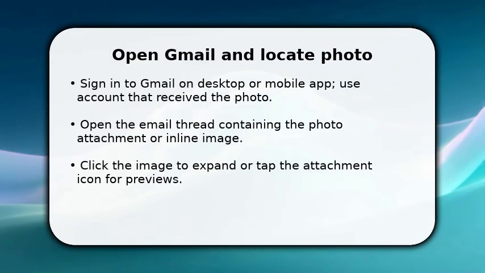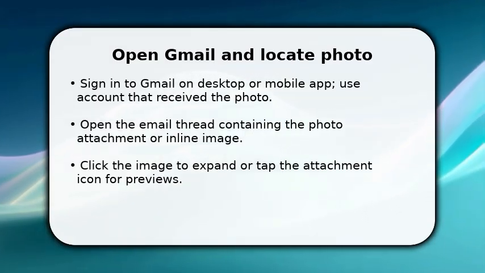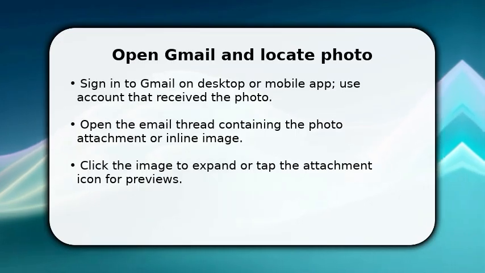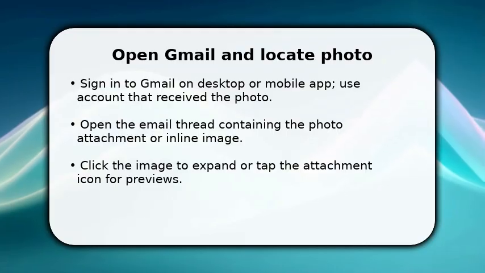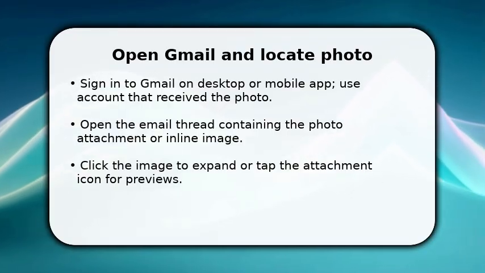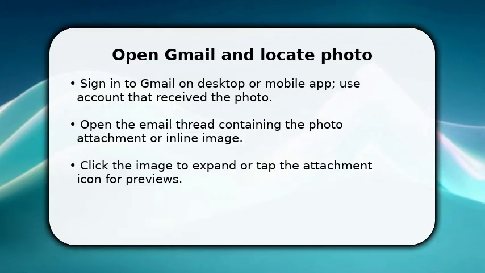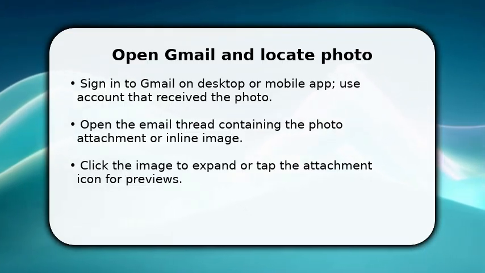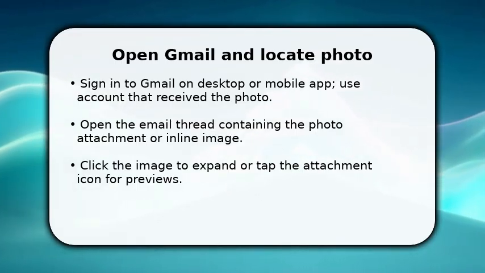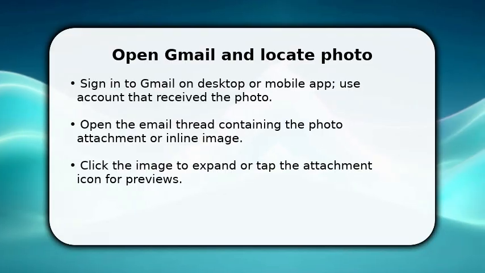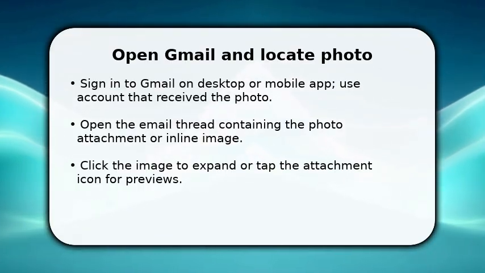You start by signing into the Gmail account with the photo. This ensures you have access and correct permissions. Once signed in, open the specific email thread that contains the image, because inline images and attachments behave slightly differently. Make sure to expand the image preview by clicking it on desktop or tapping it on mobile. This loads the full-size file, so you save the highest quality copy rather than a thumbnail or reduced preview.